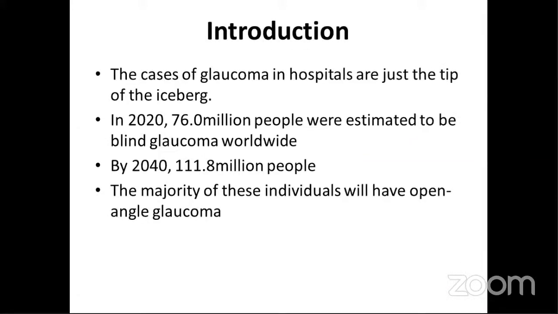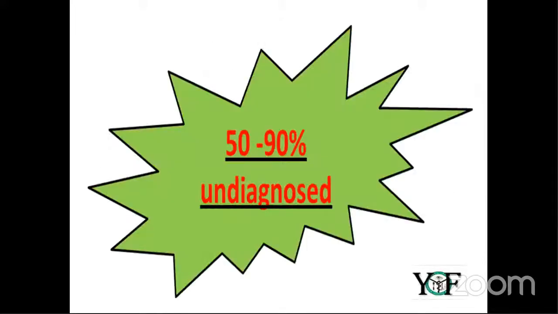So the cases of glaucoma in hospitals are just the tip of the iceberg. In 2020, 76 million people were estimated to be blind from glaucoma worldwide. And by 2040, it has been estimated that more than 111 million people will be blind from glaucoma. The majority of these individuals will have open angle glaucoma. And that is the main challenge, because most cases of angle closure are straightforward because of their presentation. So it's mostly the open angle glaucoma and the NTGs, that's the normal tension glaucoma, that we have a lot of challenges in diagnosing.